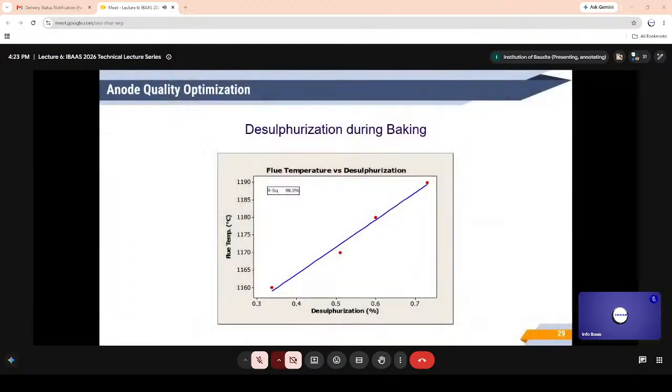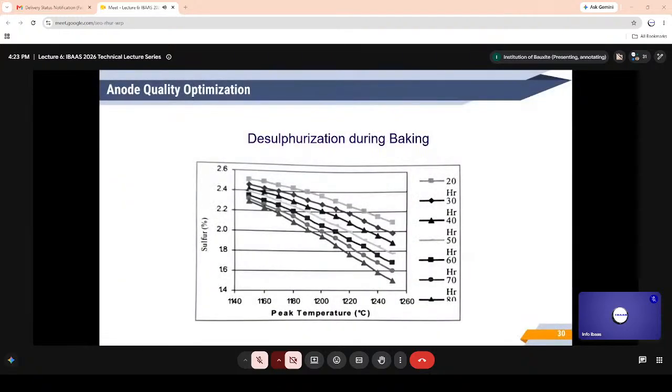Some of the sulfur atoms leave the anode mass during anode baking, and this leads to the desulfurization of anodes. The higher the temperature of anode baking, the higher the desulfurization of anodes. The anode desulfurization depends on the peak flue gas temperature and the soaking time during anode baking. The desulfurization is high in anodes made of high sulfur cokes. Higher the baking temperature and higher the soaking time, higher is the loss of sulfur from anodes.